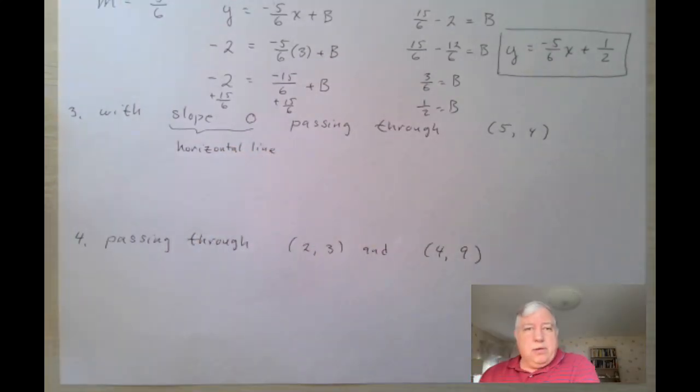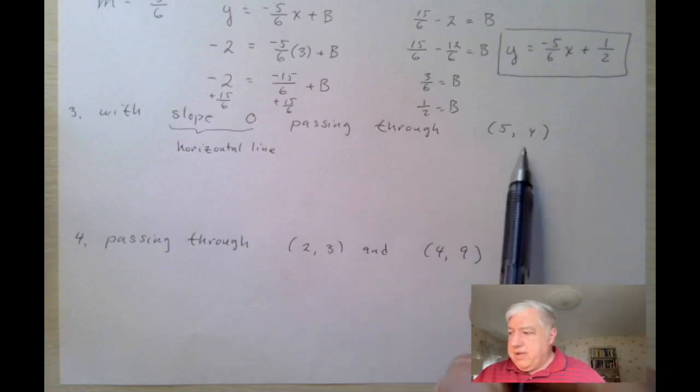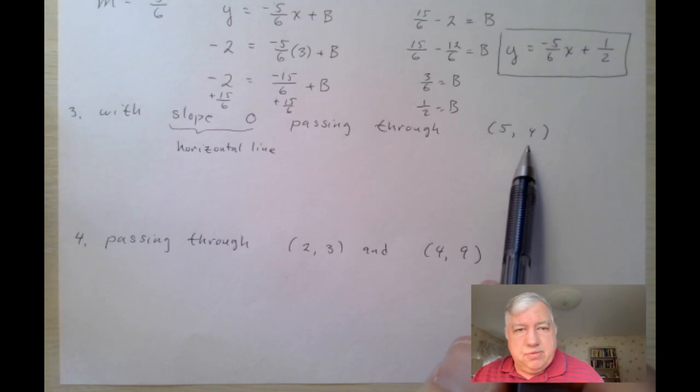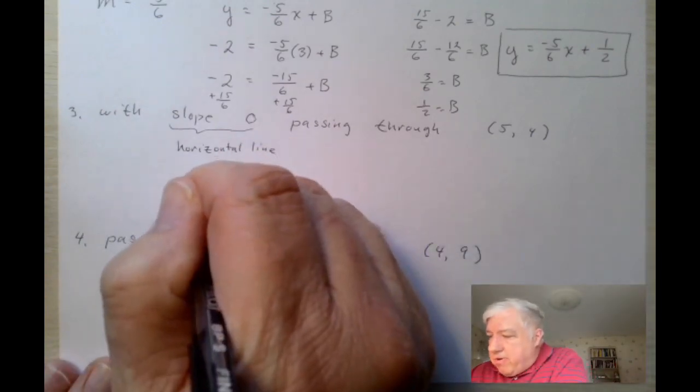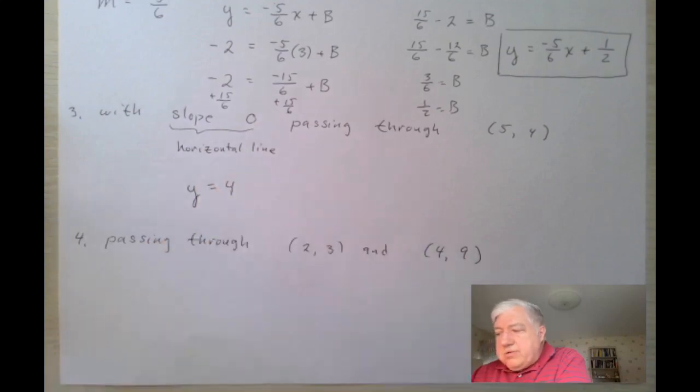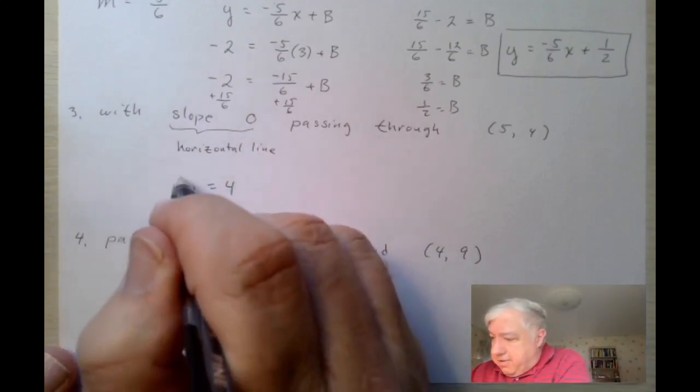Okay. But we can still go, so we know that a horizontal line is given by y equals a number, and that number is just the y coordinate of any point on the line. And here, this point is on the horizontal line. The y coordinate is 4. So we know right away that y is equal to 4. So this is one of the degenerate cases here.